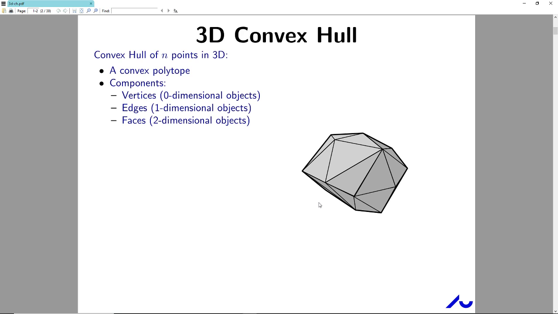As opposed to 2D convex hulls, 3D convex hulls are slightly more complicated. In particular, they have zero-dimensional objects known as vertices, one-dimensional objects known as edges, and two-dimensional objects known as faces. So for example, that's a vertex, that's an edge, and that's a face.